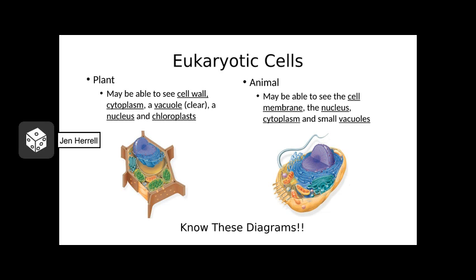We're going to spend most of our time talking about eukaryotic cells and how they work. There's two major types of eukaryotic cells we're going to focus on: plants and animal cells. Now, these are the parts that you might have been able to see under the microscope. Hopefully, you were able to see those in lab 4. But there are many, many other parts that make up these cells, and you need to know the structure of them and the function of them. You also need to be able to recognize them on diagrams.